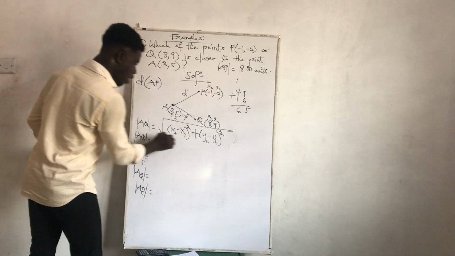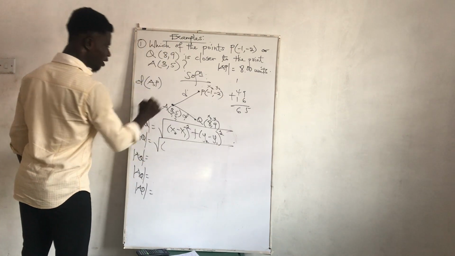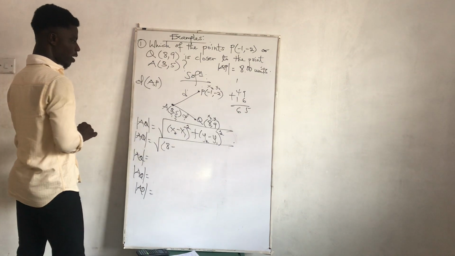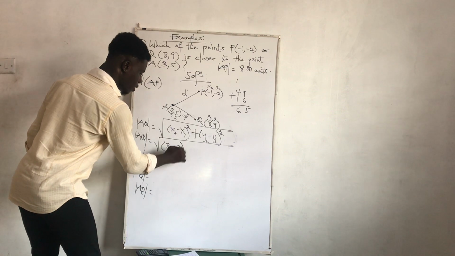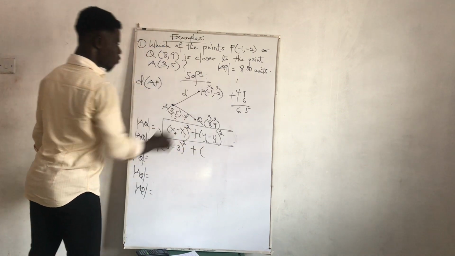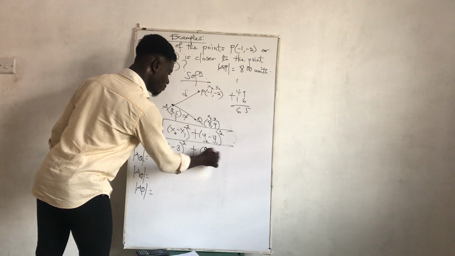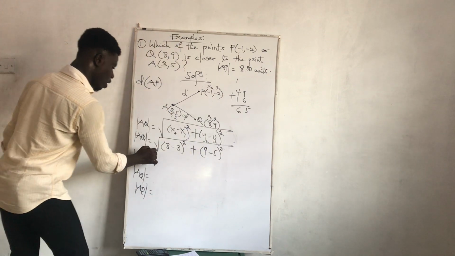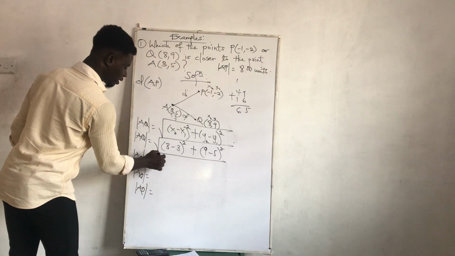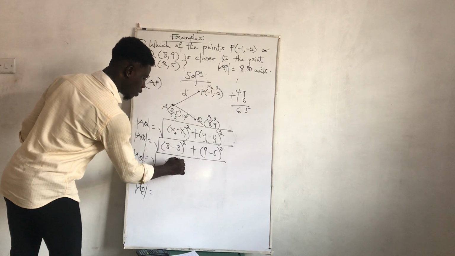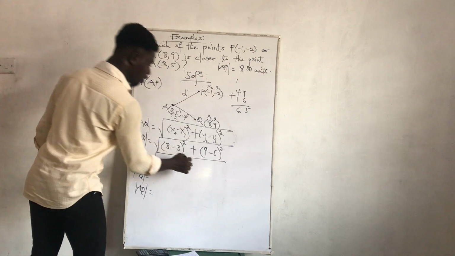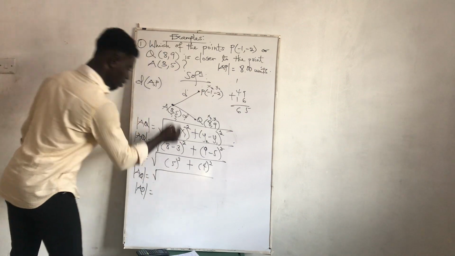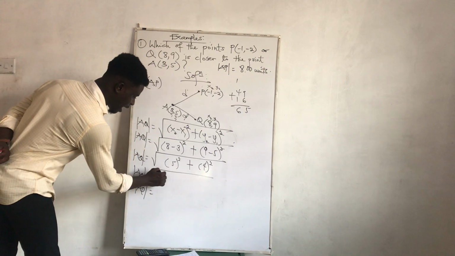So now, square root, we have x2, which is 8, minus x1, which is 3, all squared. Plus y2, which gives us 9, minus y1, which gives us 5, all squared. So still the square root of 8 minus 3, which is 5, squared, plus 9 minus 5, which gives us 4 squared.